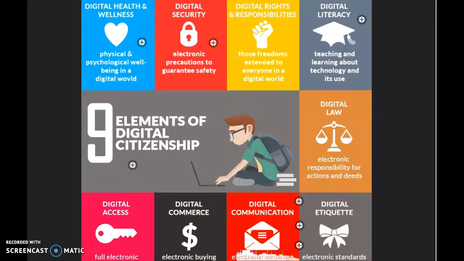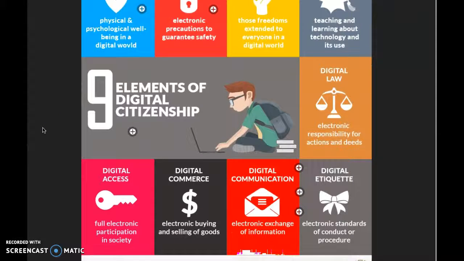While we don't have time to talk about all of these today, I did want to mention specifics to online safety, as that's such an important topic to talk about with our students and kids, as well as cyberbullying. This infographic talks about the 9 elements of digital citizenship: first being digital health and wellness, then digital security, digital rights and responsibilities, digital literacy, digital law, digital etiquette, digital communication, digital commerce, and digital access.